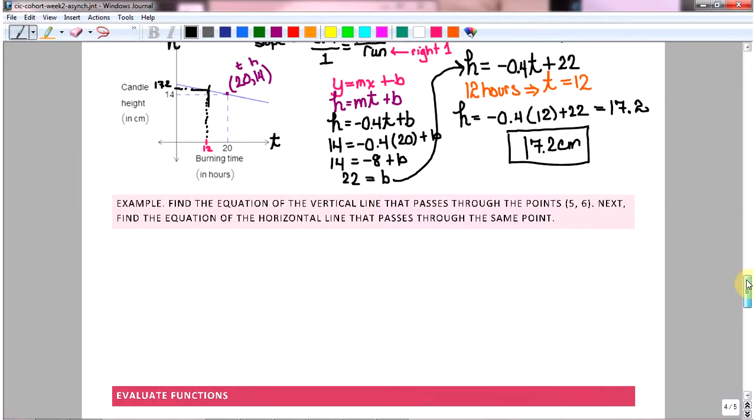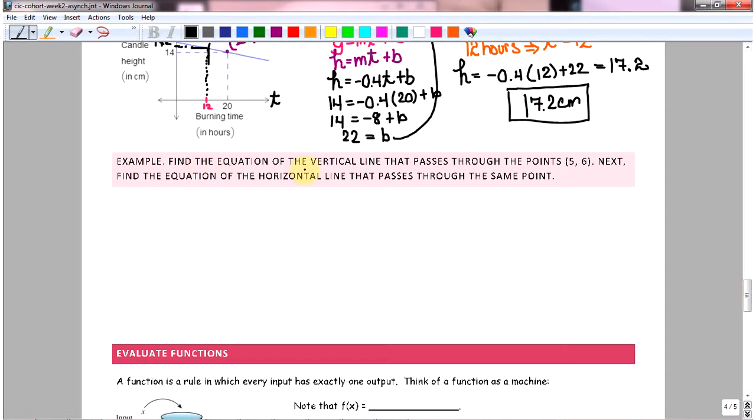Okay, let's go to the next example. Find the equation of the vertical line that passes through the point 5, 6, and it should be point because 5, 6 is a singular point. Then we're going to find the equation of the horizontal line that passes through the same point. So let's go ahead and draw our axes and get a visual of this. So the point 5, 6 is going to be located in the first quadrant.